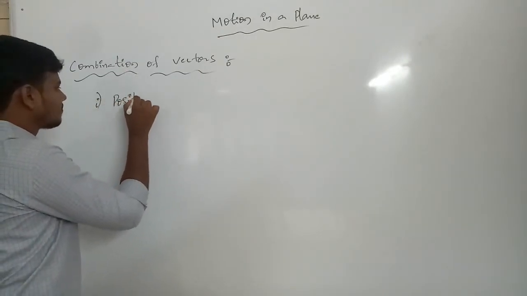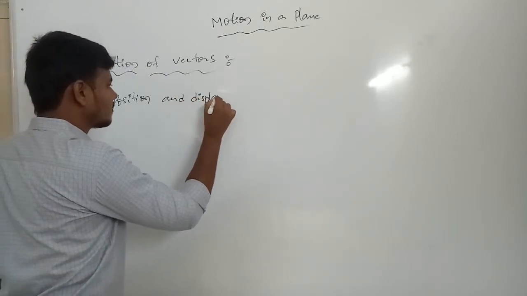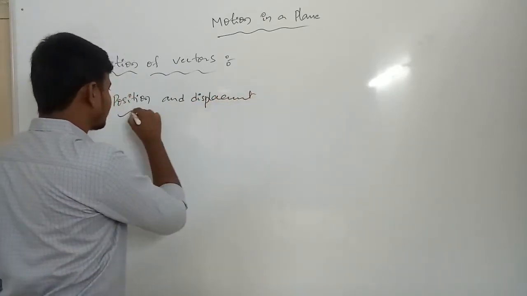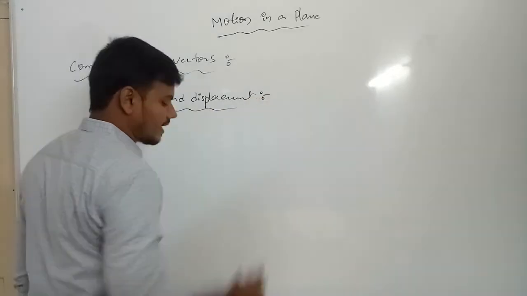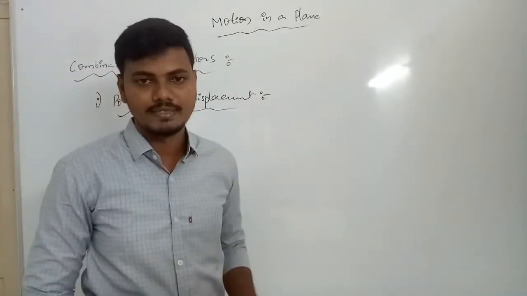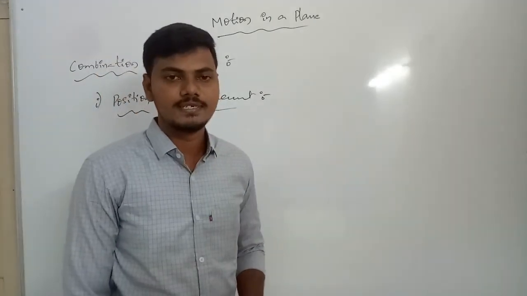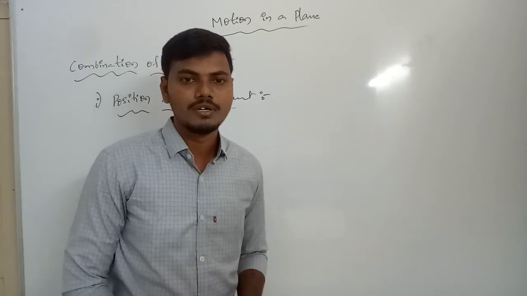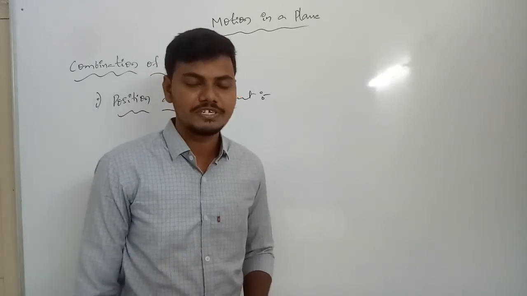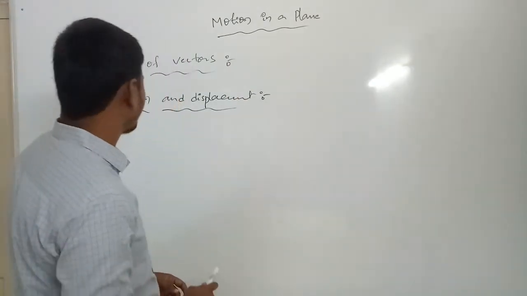Position and displacement. Position means the path length. Displacement means the shortest distance between any two positions, or from the initial to the final position. Okay, we are going to position and displacement.